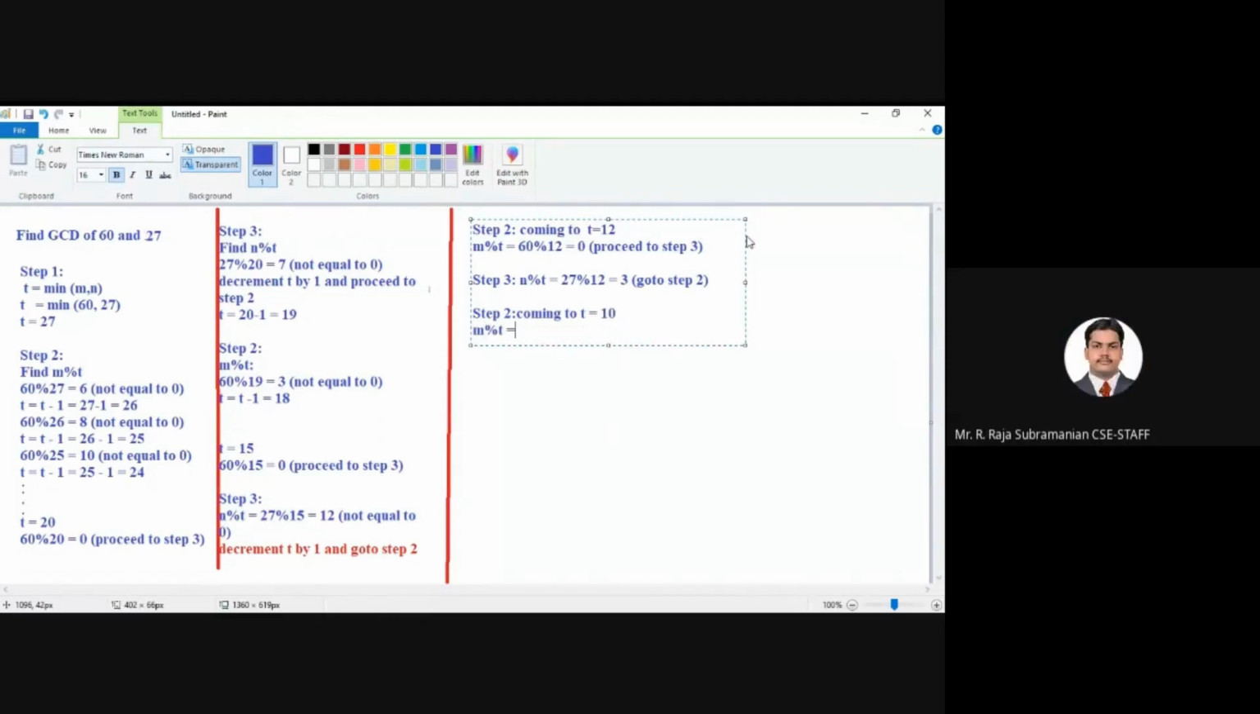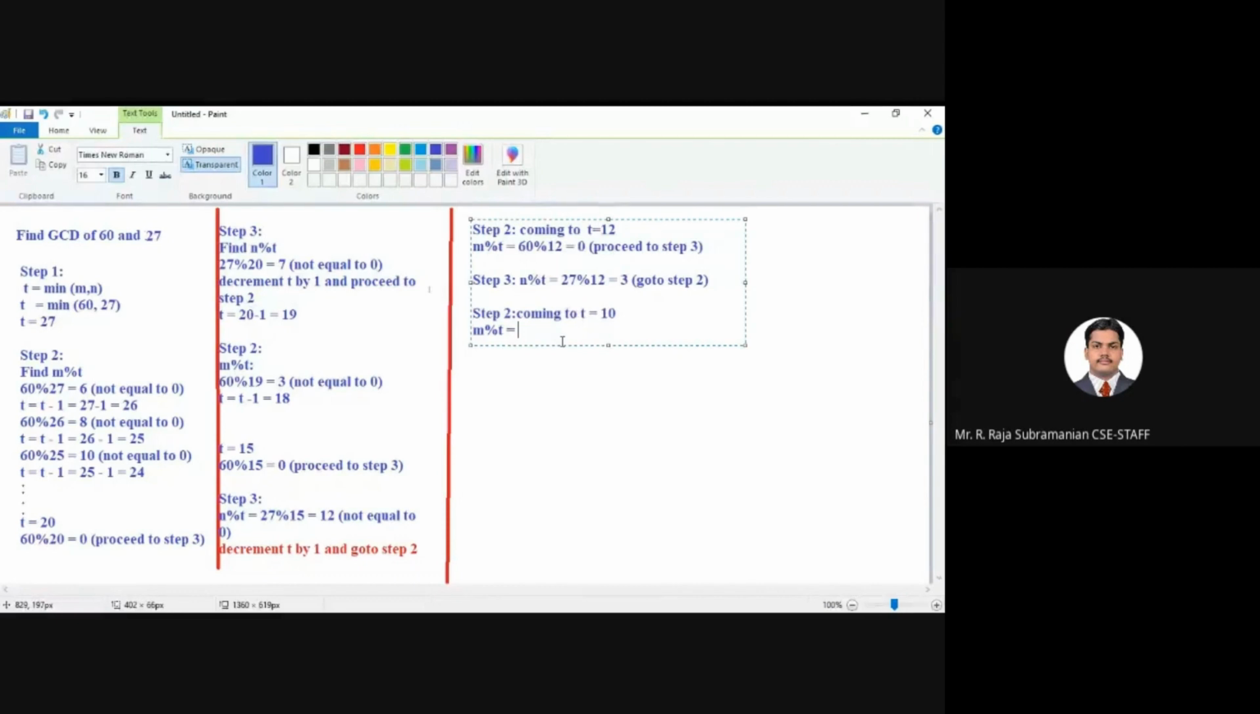Sir, one doubt, sir. Here in the red color, you wrote decrement t by 1 and go to step 2, sir. Then from 12 minus 1, we should take 11, no, sir? No, step number 2. This is not the t value; this is 15. 15 is my t value. I came here to 12. Why? Because next to 14 will come: 16 mod 14 not equal to 0, 16 mod 13 not equal to 0, 16 mod 12 is 0. So just directly I get dot dot dot. That's it.